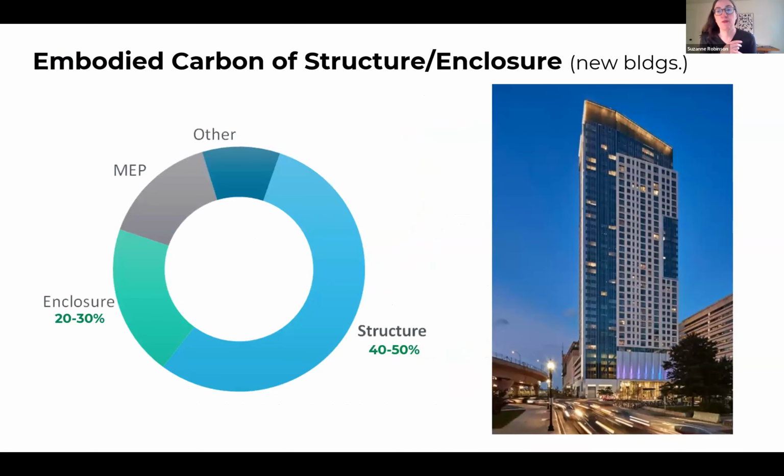I had shown this graph before where we were looking at structure, which was 40 to 50%, but enclosure is also a huge chunk there, 20 to 30%, on embodied carbon. And as we're seeing in the new stretch energy codes, we really need to reduce our loads to have a more high performance building, as Patrick was showing in the wine bottle diagram.